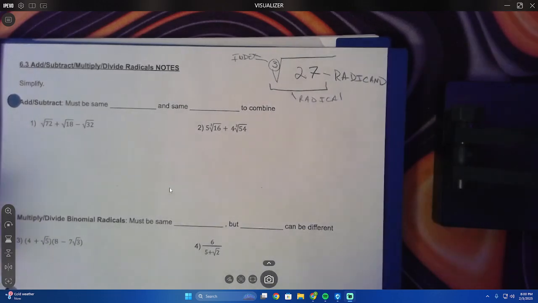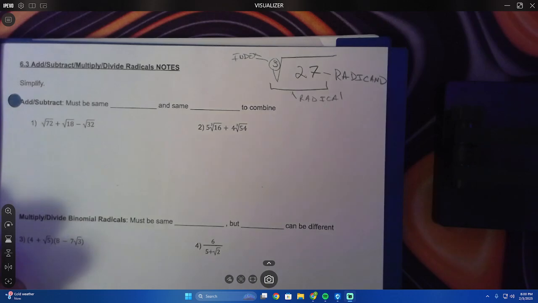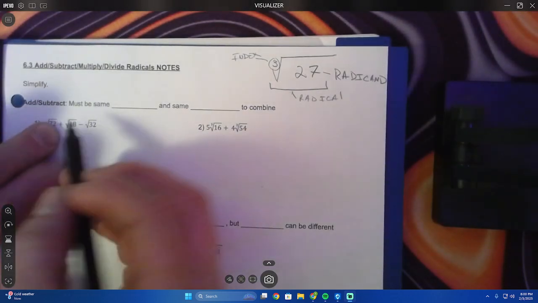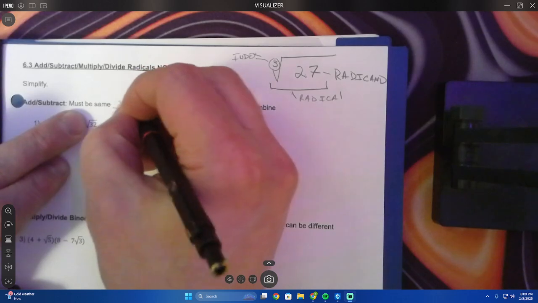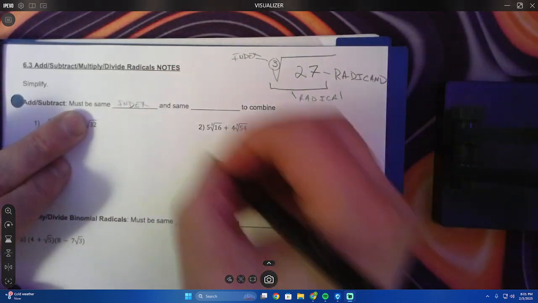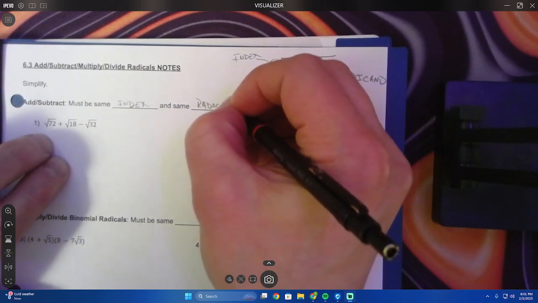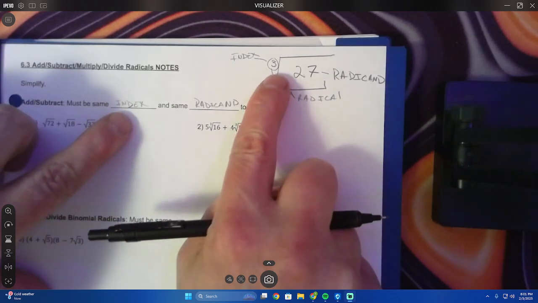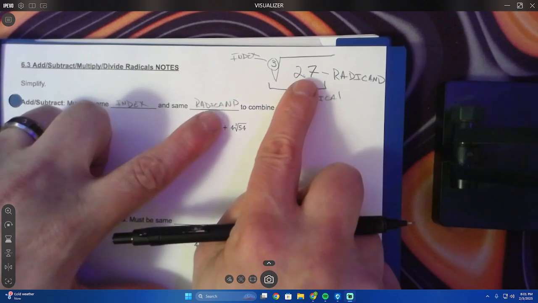So first thing we're going to do is talk about adding and subtracting radicals. The first thing I need to know is that when I'm adding and subtracting radicals, they must be the same index and the same radicand. So they must have the same value in front of the square root and the same number underneath the radical.